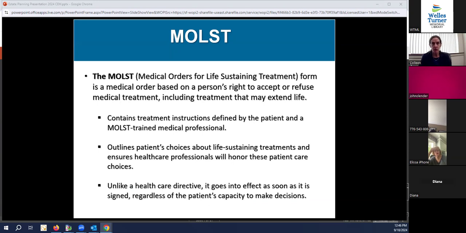Obviously, you can change it if you don't want it anymore, but it's used as a guide for your medical treatment. Again, this is something you do with your doctor. It probably would take at least 15 or 20 minutes to do it with your doctor.